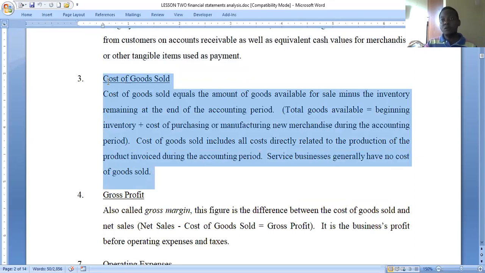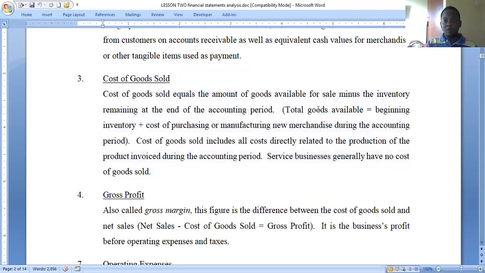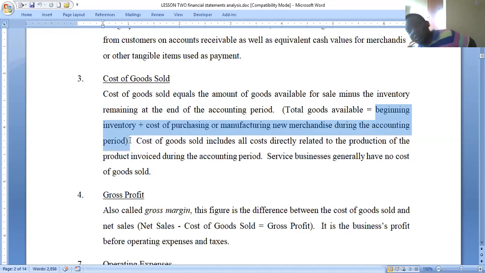And then you have the cost of goods sold, which is a direct expense. Cost of goods sold, as you all know, is equal to the opening stock plus purchases minus the closing stock. That is for a trading company. For a manufacturing company, the cost of goods sold shall be equal to the opening stock plus manufacturing cost minus the closing stock of finished goods.